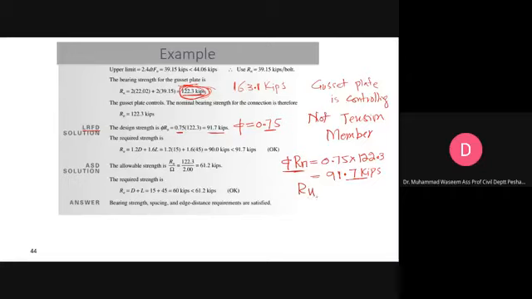What is Ru? We have dead load and live load. You use this combination. Actually, you have to use multiple combinations concerning dead load and live load, but this will be the controlling one. So this value comes out to be 90 kips.